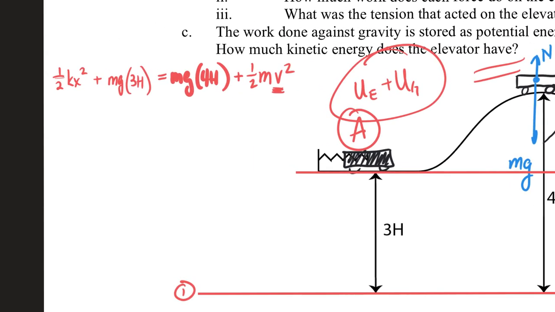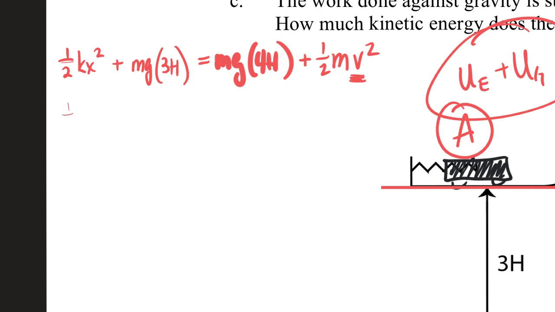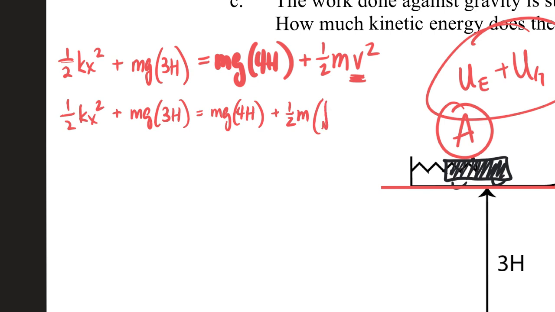So this is going to get even hairier now as we start to put all that together. Oh my word. 1/2 kx squared plus mg times 3h equals mg times 4h plus 1/2 m square root of gh squared. That's just a whole lot of letters. It's hard to even know at this point what you were supposed to do. You were supposed to find x. They gave you all the other letters.